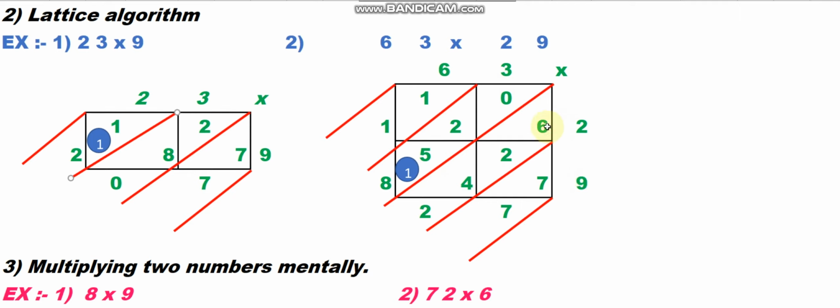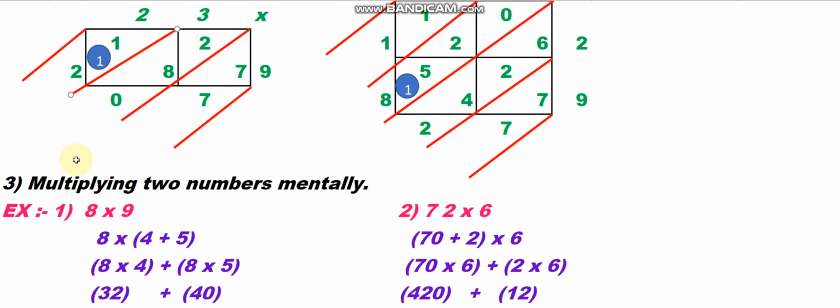7, right. Now here what are the numbers? 6, 2, 4. Add them. 6 plus 2, 8. Yes, 8 plus 4, 12. 2 here, 1 carry to the third column. Now add 0, 2, 5, 1. 0 plus 2, 2. 2 plus 5, 7. 7 plus 1, 8. Right here, 8. Here, 1. Right here, 1. So 63 into 29 equals 1827. It is the lattice algorithm method.